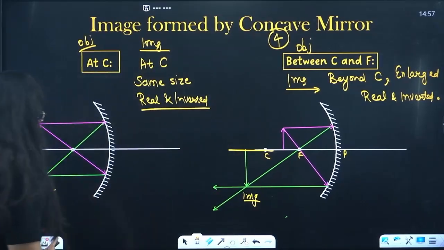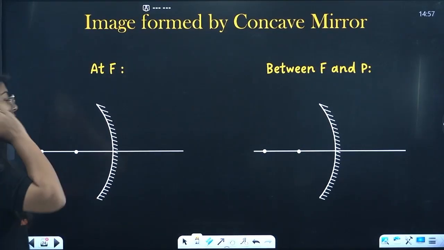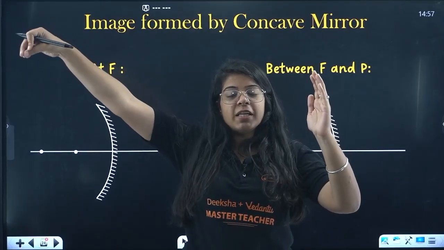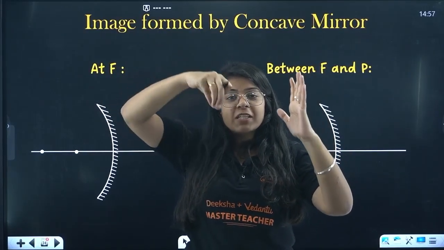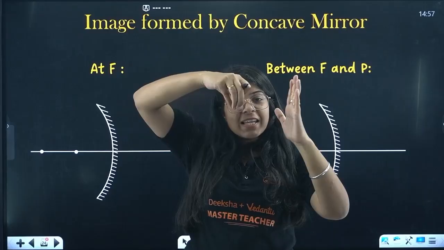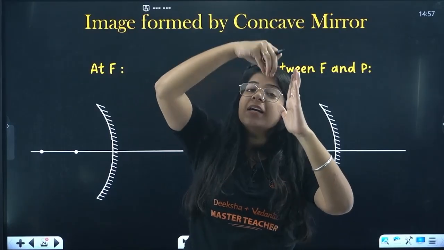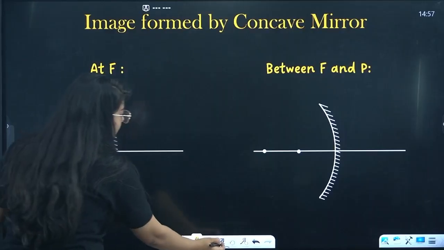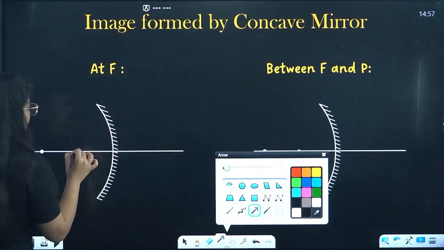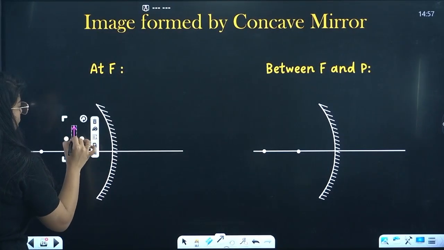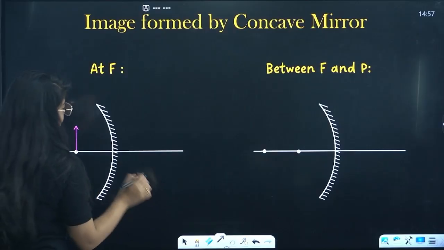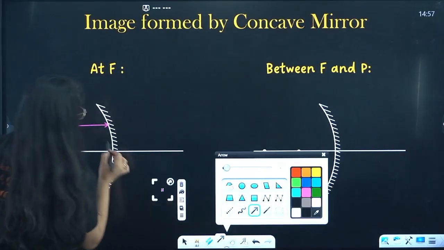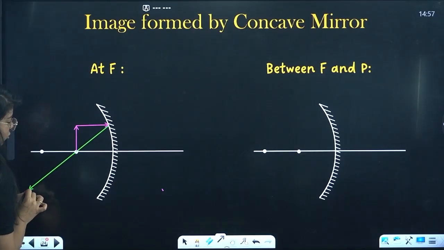Next case, beta, our fifth case. Again concave mirror: object at infinity, object beyond C, object at C, object between C and F, and now object at F, at the focus. So now, beta, your object is at the point of focus. Again, what will happen? One ray will go parallel, and after reflection it will come back and pass through focus.